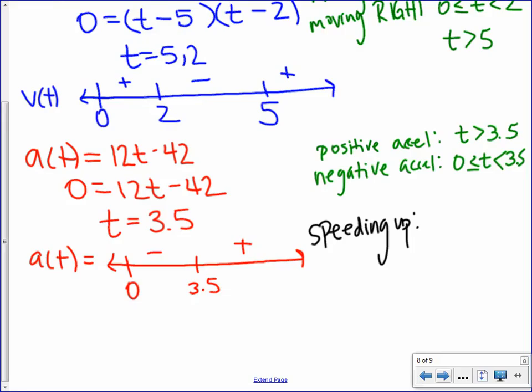Where do we have the same sign? Between 2 and 5, we have negative velocity. And between 0 and 3.5, we have negative acceleration. So where do those two overlap? 2 to 3.5. Okay. From 0 to 2, we have positive velocity. From 5 to infinity, we have positive velocity. Where does that overlap with our positive acceleration? 5 on.